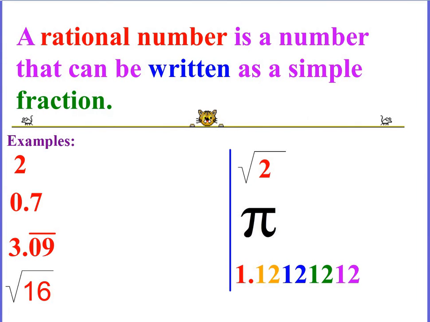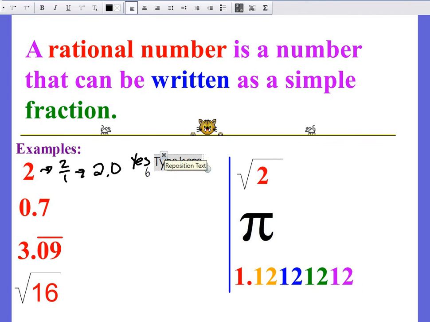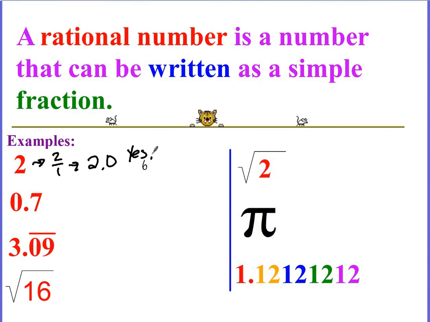So here we go. Let's take a look at some of these examples. So 2. 2 can be written as the fraction 2 over 1, and it's also written as 2.0. So therefore, it is a terminating decimal. So we're going to focus on that. So is it rational? We can say, yes, it is rational, because it terminates.